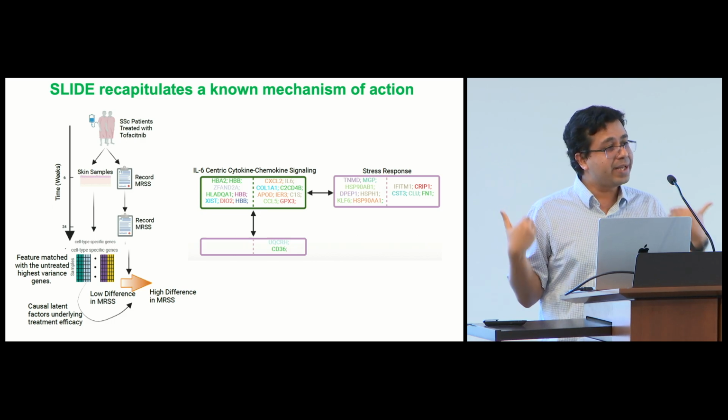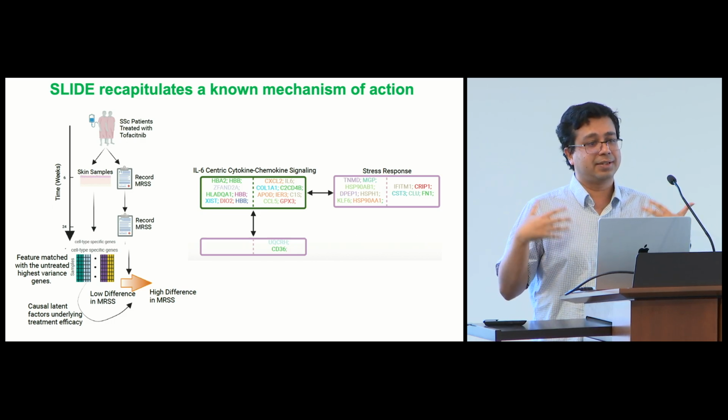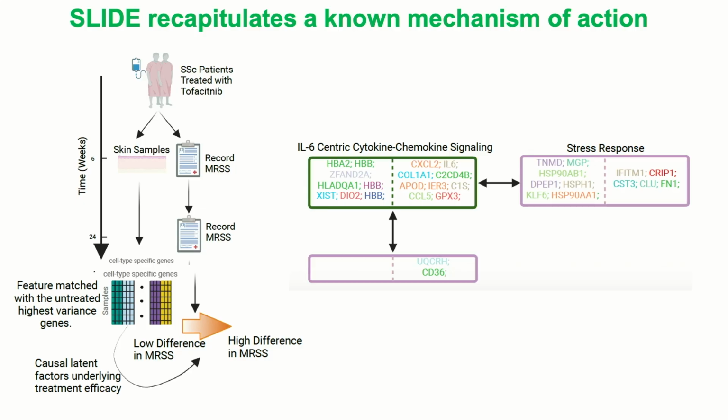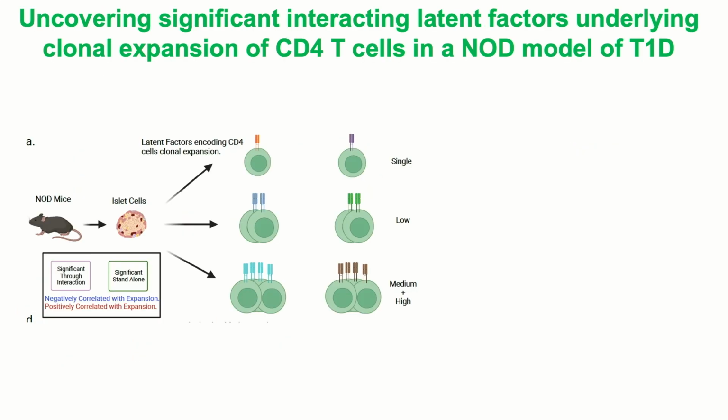So this is recapitulating a known mechanism of action. This is another piece of evidence showing that we are actually capturing something meaningful. Now we switched systems. That was an organismal disease phenotype.